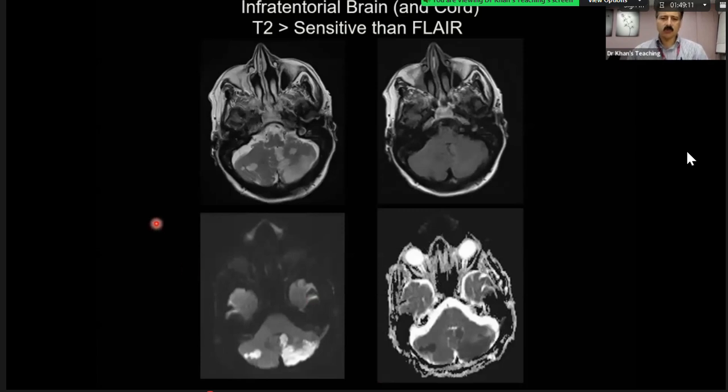to pick up white matter abnormalities. We know that in MS, etc. But in the infratentorial brain, T2 is a more sensitive sequence than FLAIR. This is a take-home point. Look at this case. This case was infarction of the cerebellum. That is not the point. The learning point here is, look at the T2. On T2, this is high signal, and on FLAIR, you can barely see anything.